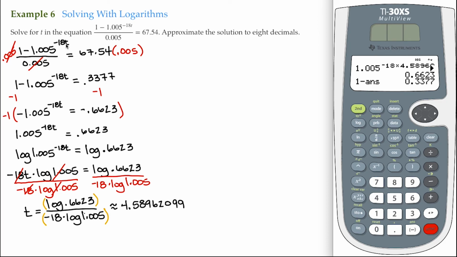So now I'm going to divide this part by 0.005. So now all I have to do is hit division. Of course, I'm going to have that last answer, which is what this is, divided by 0.005. Hit enter. And look at that, 67.54, almost dead on. And we're done.